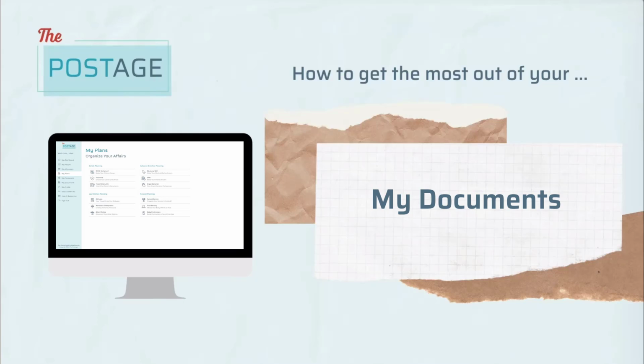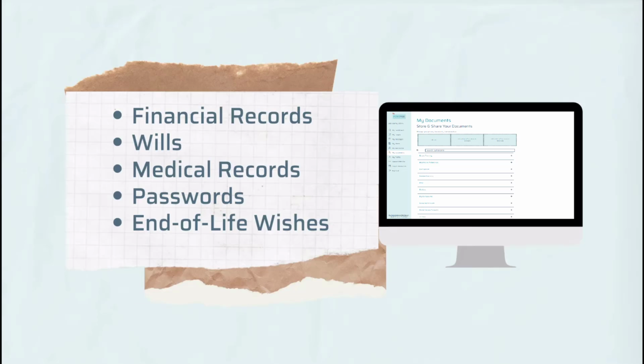One of the most essential features of your Postage account is our secure document storage features. Proper planning means having access to your documents when you need them. With the Postage, you can upload important information to our secure cloud storage platform. Frequently uploaded documents include financial records, wills, medical records, passwords, and end-of-life wishes.